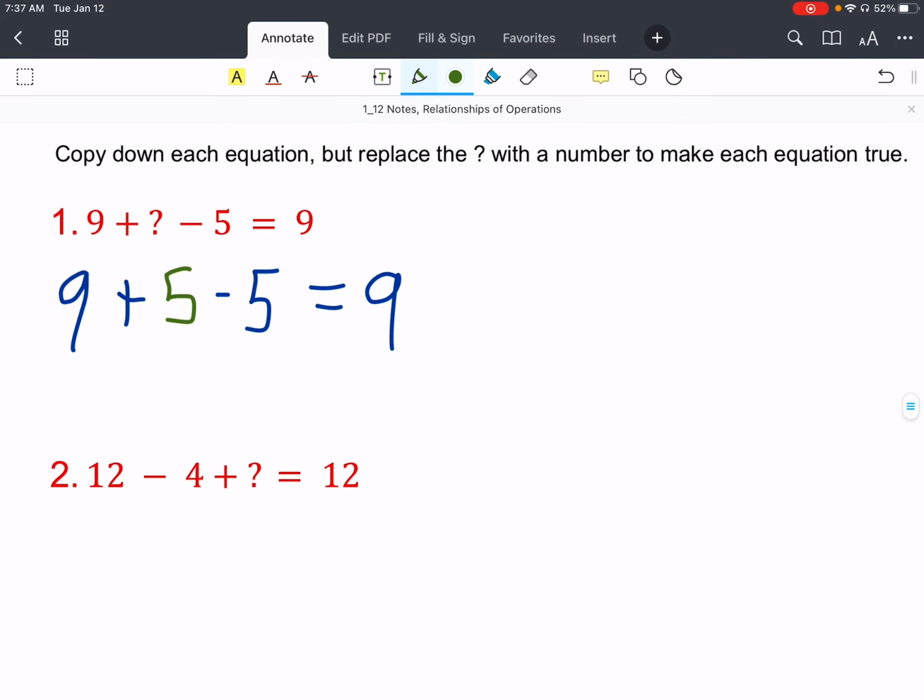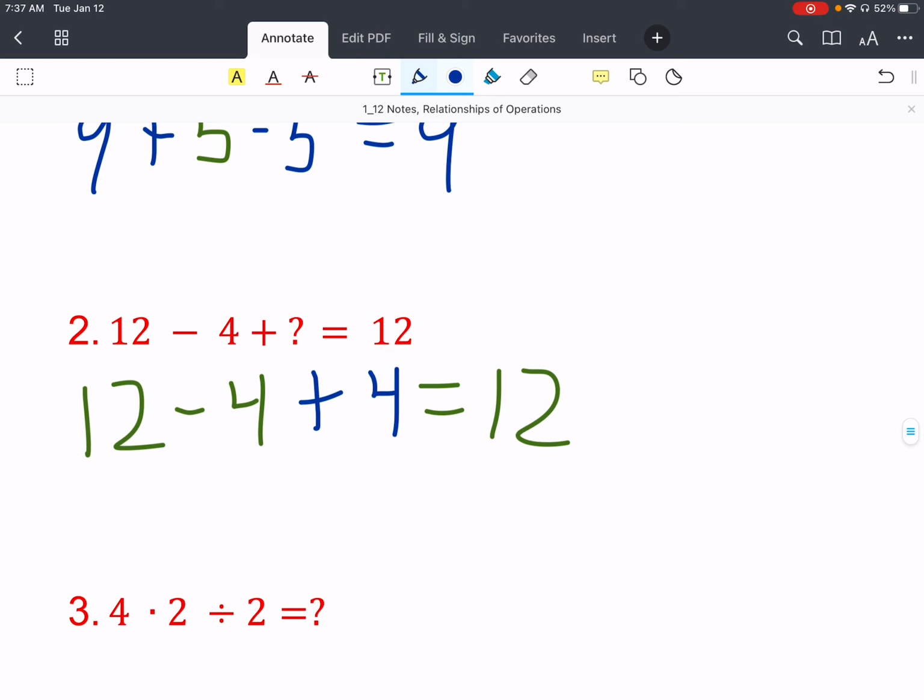All right, number 2. Again, we start with 12. We end with 12. So whatever happens in the middle, they need to be opposites. So the opposite of minus 4 is going to be plus 4. Because we want to get back to our 12. We want that 12 to be by itself. 12 minus 4 is 8, plus 4 is 12. So these are pretty simple to check.